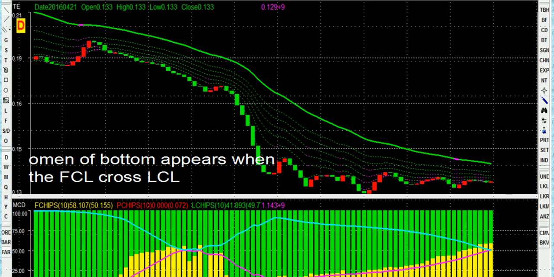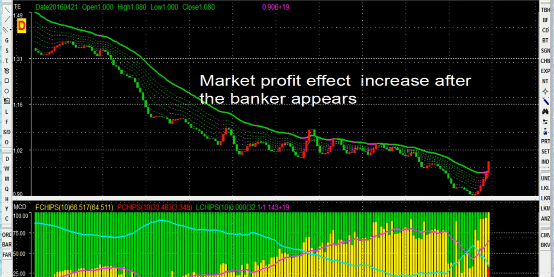If you see this one, the FCL means the pink line. The pink line crosses the green line. So like here, pink line upward cross the green line. So this is the bottom area. Okay. So we can see here, the market profit in fact increases after the banker appears. If you see during this period, the green column more than 50. This is the frozen area. You buy or not? There's no buy opportunity.